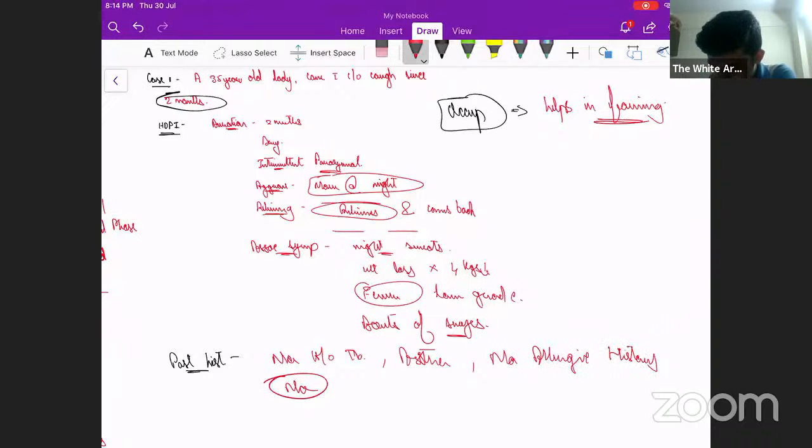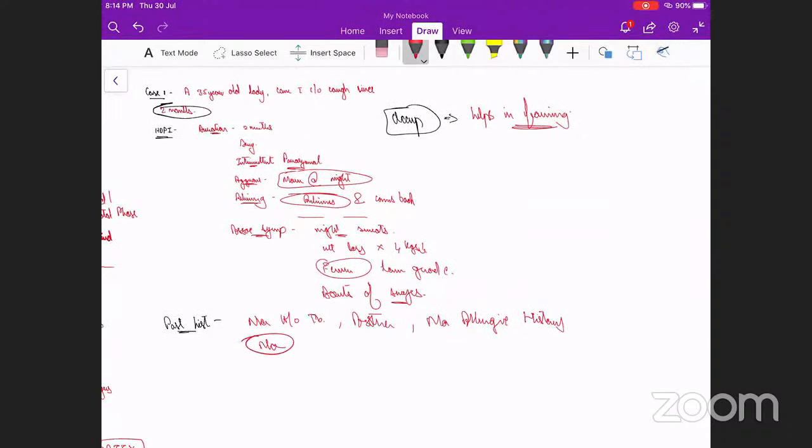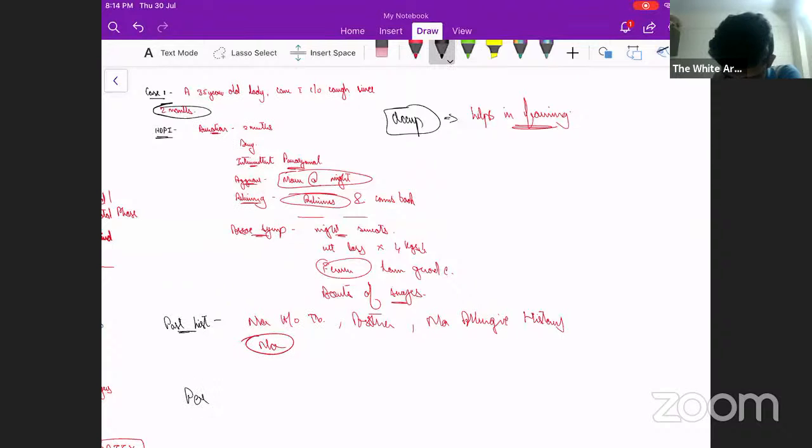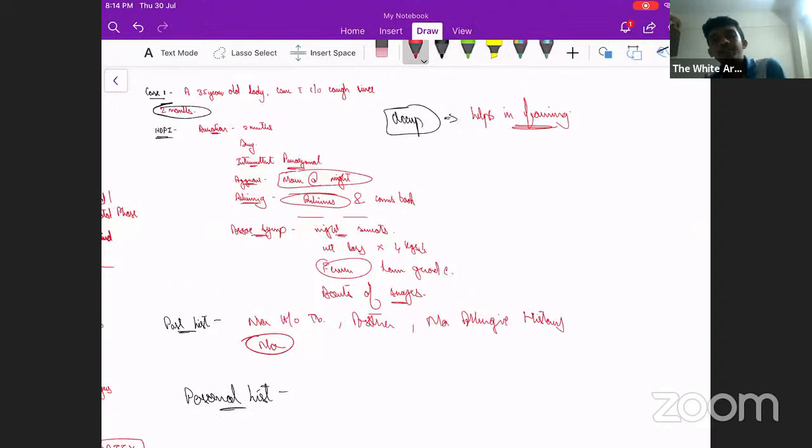Next, what do you want to do? Medication history I have already told. Family history, nothing significant. Personal history, sleep is disturbed because of cough, because it aggravates during night. No habits. Bowel and bladder movements are normal. Appetite is good.